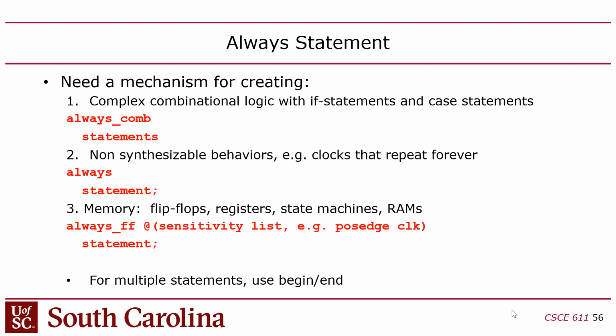So an always statement is a way to make a complex assign statement. And by complex, I mean that an always statement allows you to assign more than one output. And assign only allows you to assign one output. Now, that's not technically true because you can use the curly braces, the concatenation operator, to assign more than one output signal with an assign.